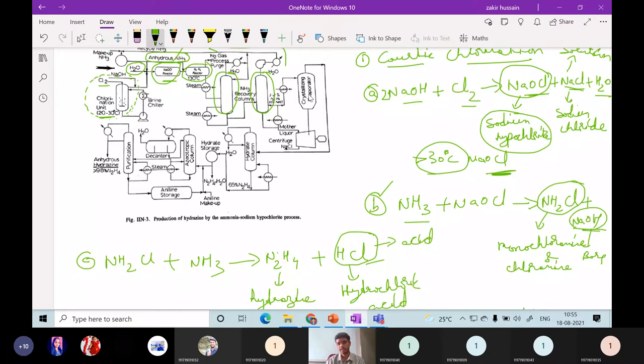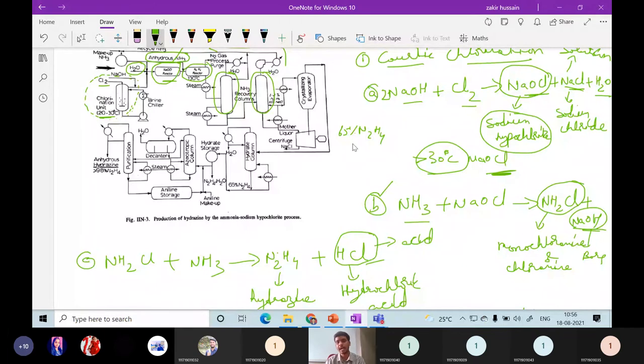Okay, crystallization of salts. That crystals will be separated using this centrifuge. The salts will be separated as crystals in this centrifuge, and the mother liquor will once again be recycled back to the crystallization evaporator. Then the top product, which is majorly containing hydrazine, nearly 65% hydrazine, N2H4, will be sent to the hydrate column.